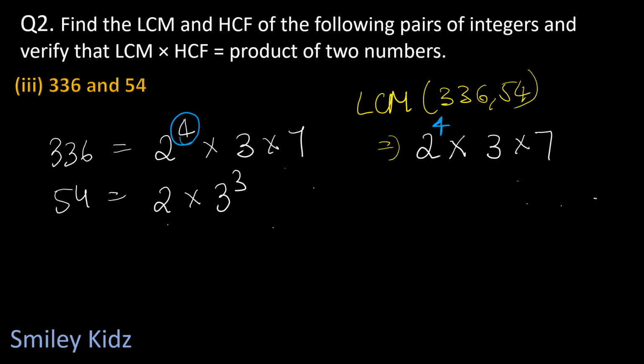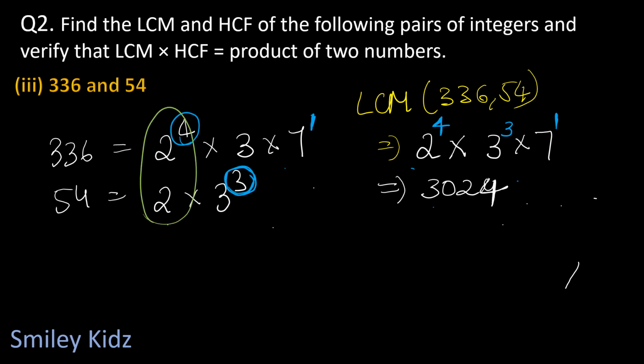And what is the highest power of 3? The highest power of 3 is 3 itself. Then we have 7, whose highest power is 1. Now the LCM will be equal to 3024. Now, wait, we are yet to find out the HCF of the numbers. Now, what is the HCF of the numbers? The common factors. And we clearly are able to look that 2 and 3 are the common factors.